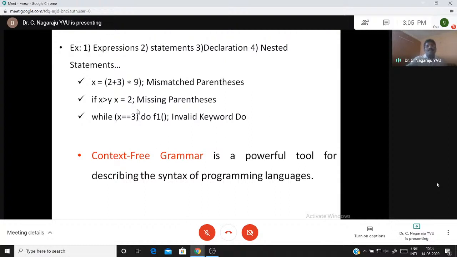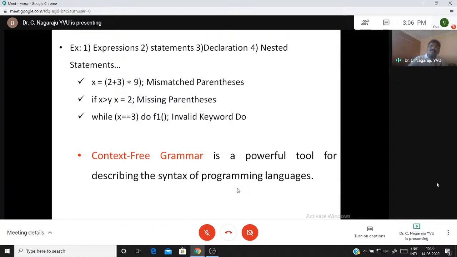For identifying these syntactic errors and constructing the parse tree, it uses context-free grammar. The context-free grammar is a powerful tool for describing the syntax of programming languages. I think you have already studied context-free grammar in the theory of computation, so I am not going into depth on context-free grammar.